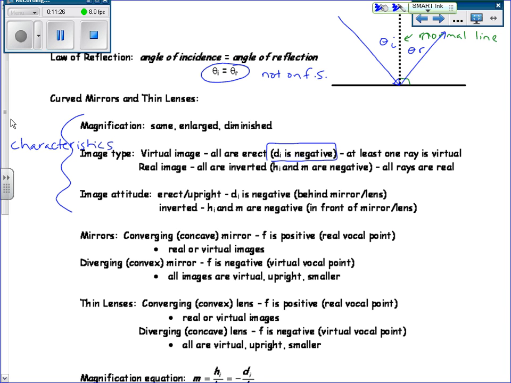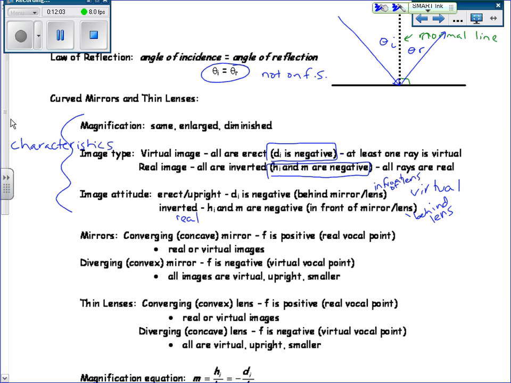A real image is inverted, so your image height and your magnification are negative. And for a real image, all the rays are real. For a virtual image, at least one ray is virtual. Then there's the image attitude, which is erect or upright, which means it is virtual. Okay, and it's either behind the mirror or in front of the lens. I should put in here, okay, and then this is behind lens. And the thing you want to remember is that virtual and erect go together, and real and inverted go together.